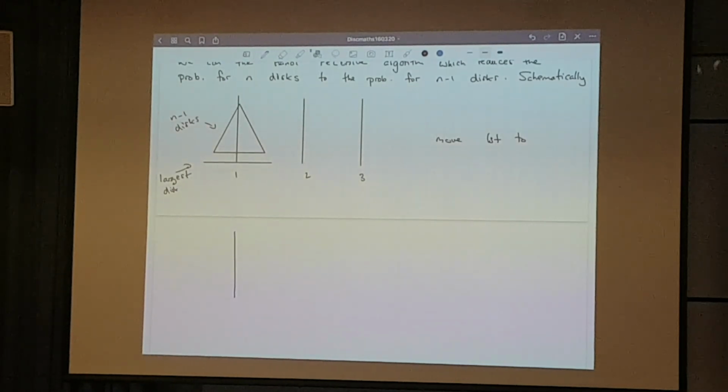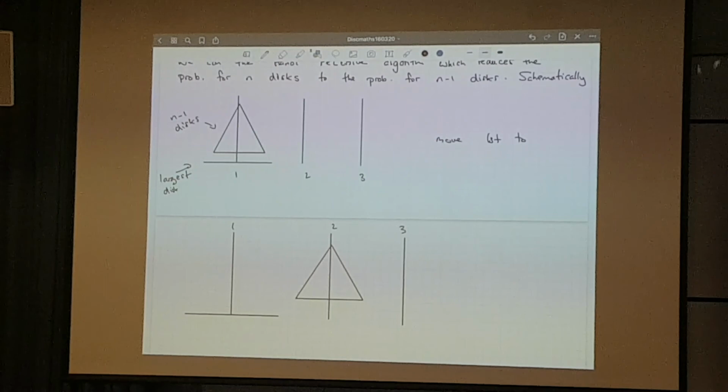Aha, I can do this. Oh no, I can't, because I've got that on the bottom. Okay, ignore me. I was going to cut and paste, I've got too much information there. Okay, so I've taken those n minus 1 disks and I've moved them to pole 2.